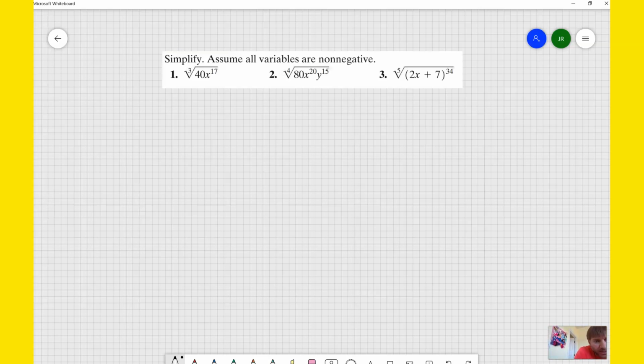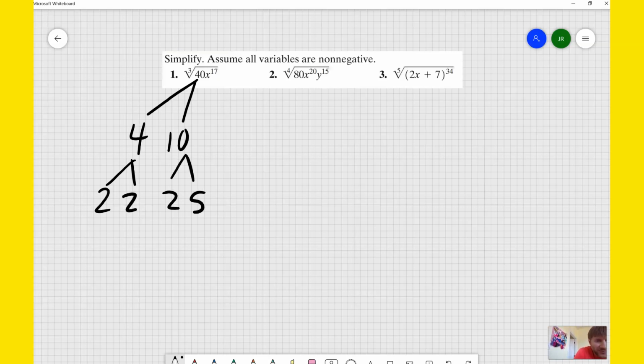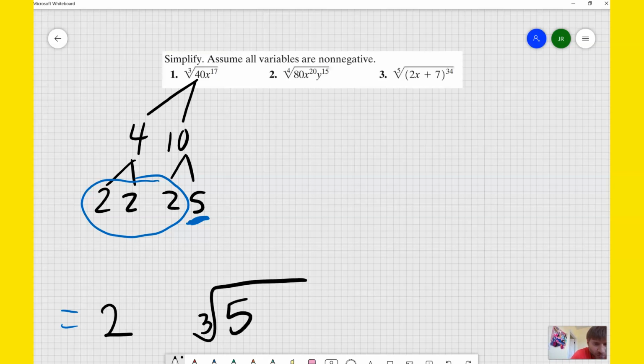So the 40 is going to break down to, how about 4 times 10? We could have also done other ways. The 4 breaks down to 2 times 2. The 10 breaks down to 2 times 5. And so we're looking for how many of the same thing? We're looking for 3 of the same thing. So do we have 3 of a kind? Yes, we do. 3 2's with an extra 5 left over. So that means I'm going to have a 2 on the outside and a 5 on the inside of this cube root.